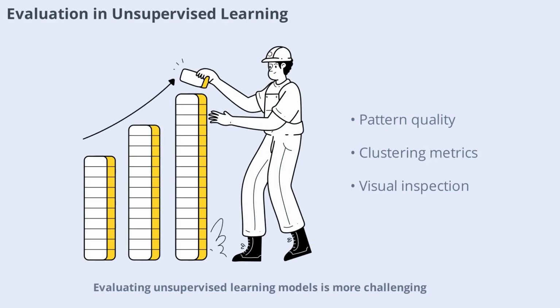Evaluating unsupervised learning models is more challenging because there are no labels to compare against. Instead, you might use metrics like silhouette score for clustering or visual inspection of the results. The focus is on how well the model finds meaningful patterns or groups within the data.